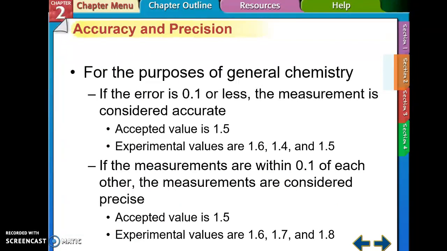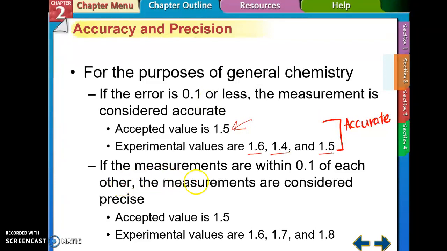So this slide is going to be important. For the purposes of general chemistry this year, if the error is 0.1 or less, the measurement is considered accurate. So right here, if our accepted value is 1.5, and my experimental values are 1.6, 1.4, and 1.5, all of those are within 0.1. So I would consider this one to be accurate.